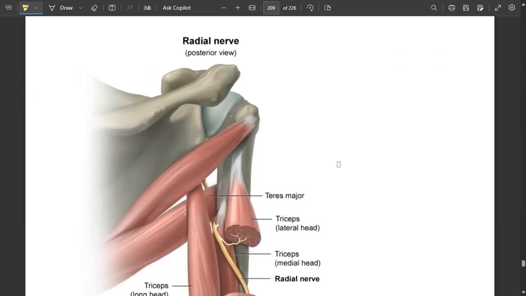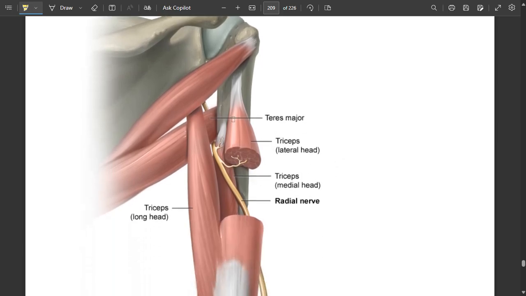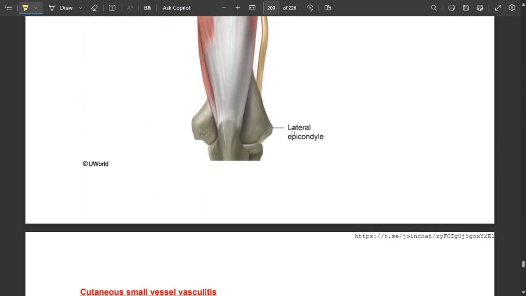Okay, so radial nerve. Here is the long head of triceps, the teres major muscle. This is here the quadrangular space, and below the teres major, the radial nerve comes out. Lateral epicondyle here.